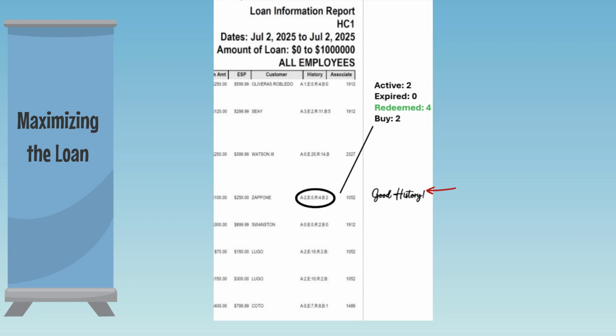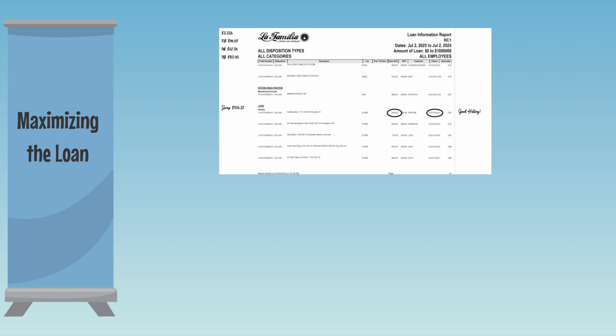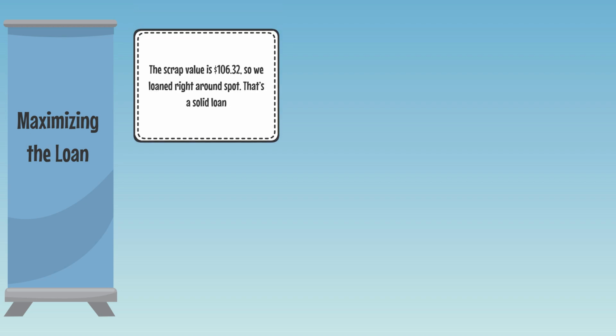Now that we know the customer has good history, let's take a closer look at what we actually loaned. On this example, the 14-karat white gold wedding band, 1.7 grams, we loaned $100. The scrap value is $106.32. We loaned right around spot. That's a solid loan. But the customer has no expires, multiple redeems, and even sold us a few items. That's a strong, trustworthy customer.